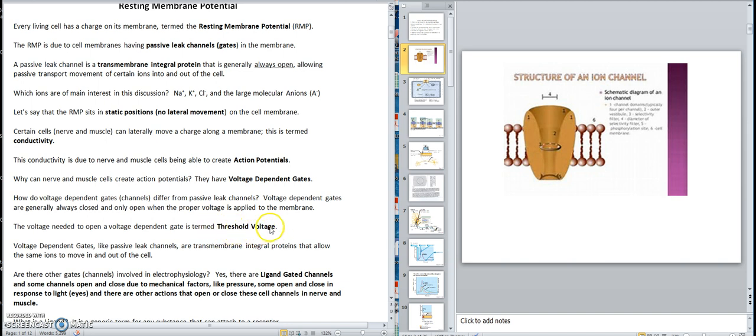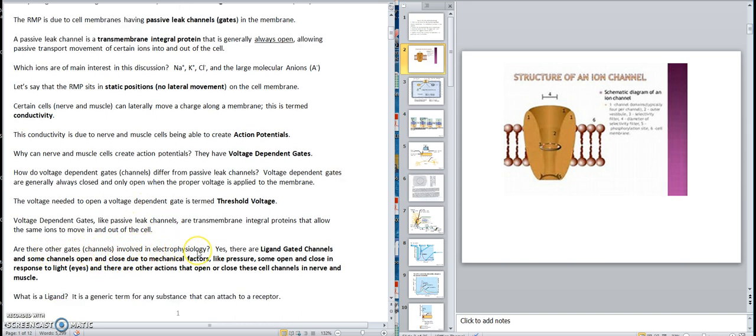Threshold voltage is the voltage necessary to open the voltage-dependent gates, which can then create action potentials, which can then initiate conductivity along the nerve and the muscle. Hopefully you kind of see where I'm going with this now.